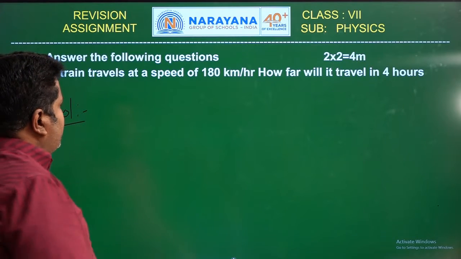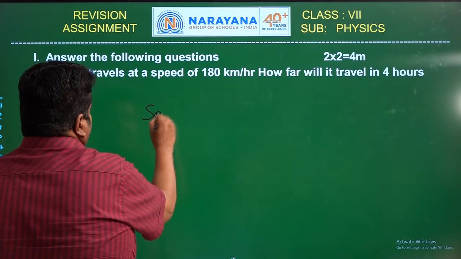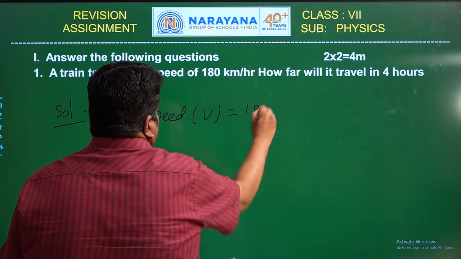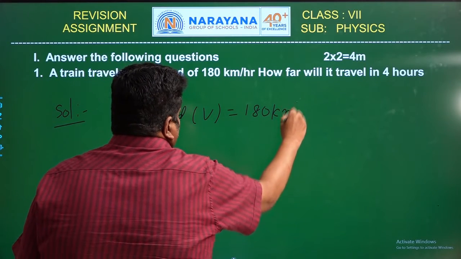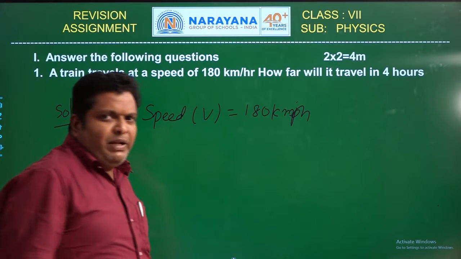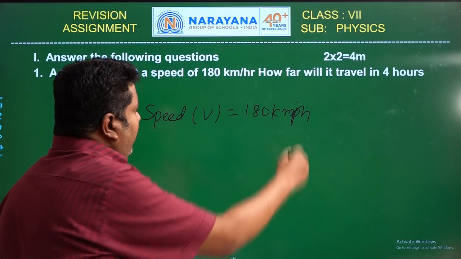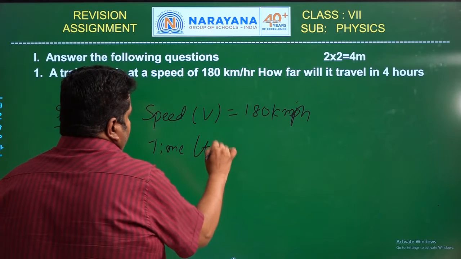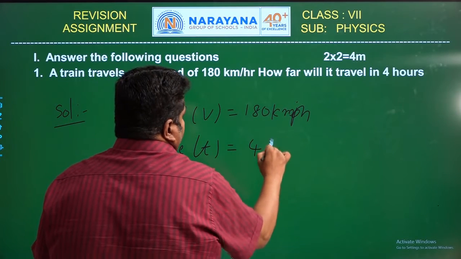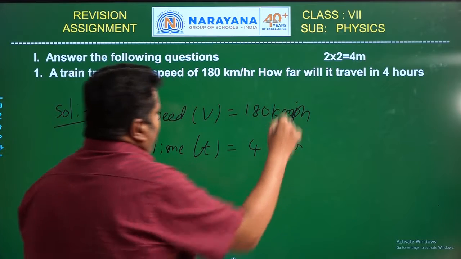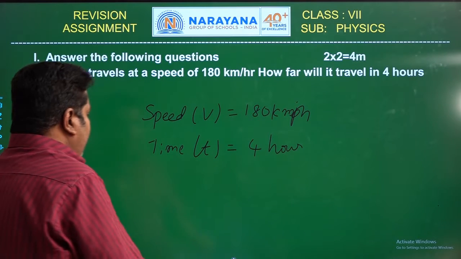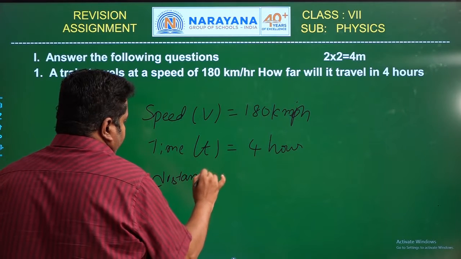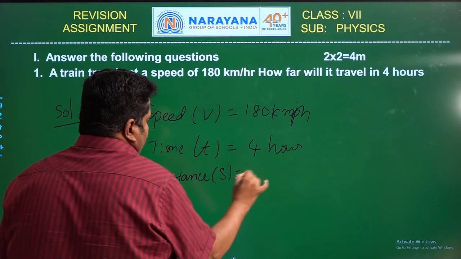The speed of the train is given as 180 km per hour, and it travels for a time t equals 4 hours. He asked how far will it travel. How far means he asked the distance. Distance is equal to question mark.